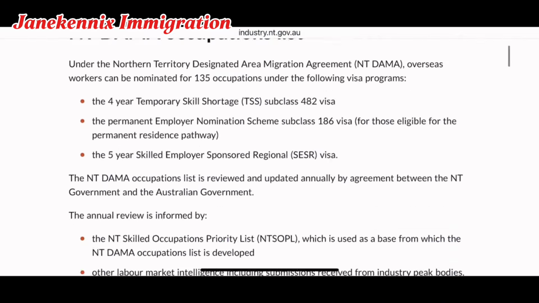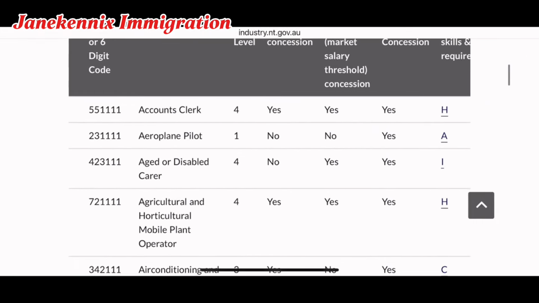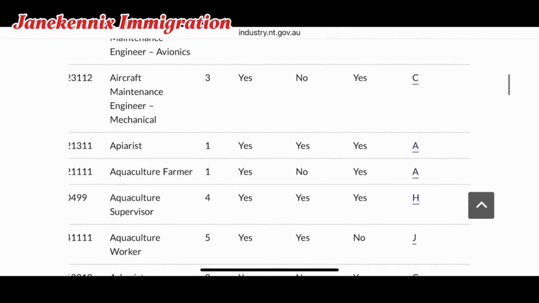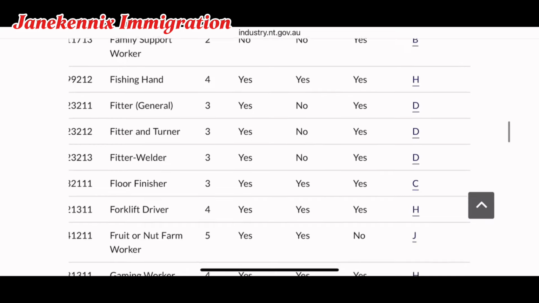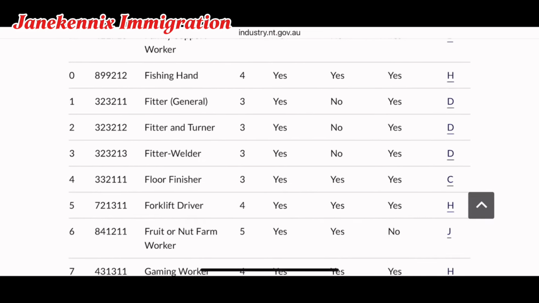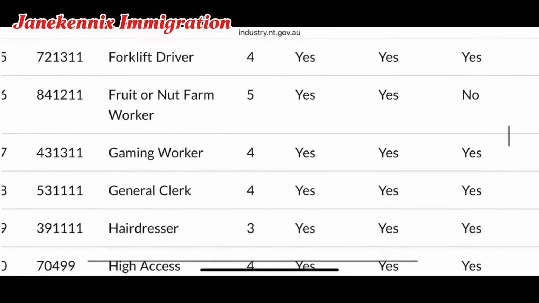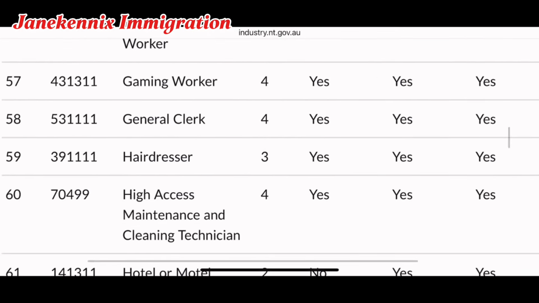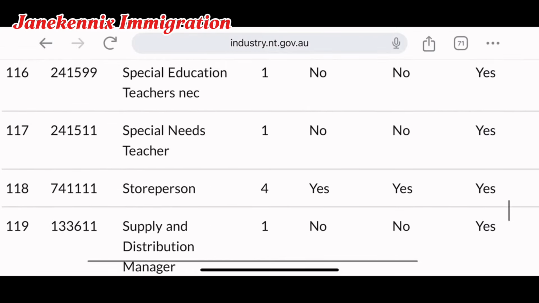The next one is the Northern Territory DAMA agreement. So see their list as well. They have a long list as well. So you just need to scroll and find your occupation. Okay, and know that you have employers of labor in that area. All right, so towards the end of this video, I'm going to show you more on how to go about the job search. Okay. All right, so you just need to scroll down and find your occupation.